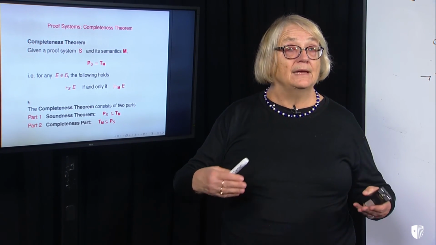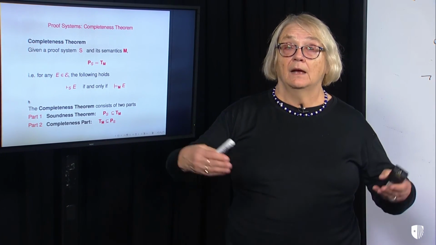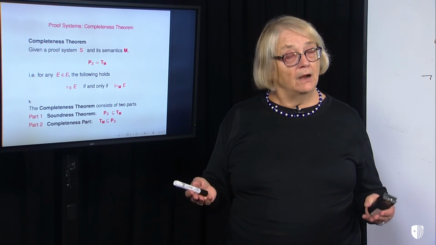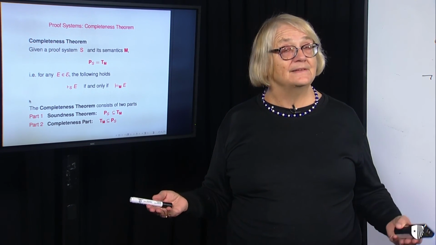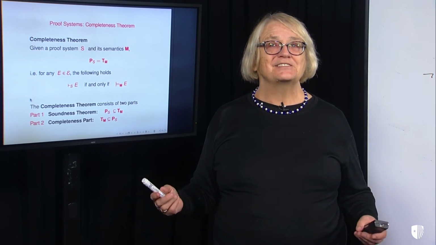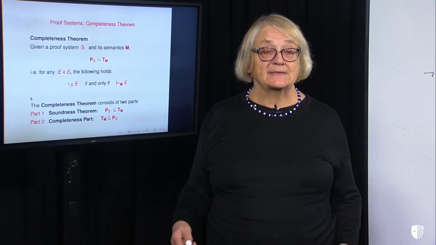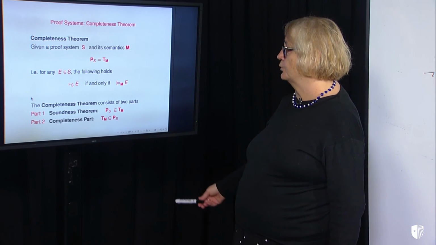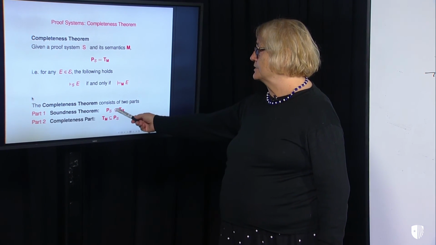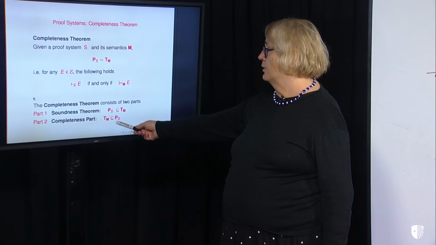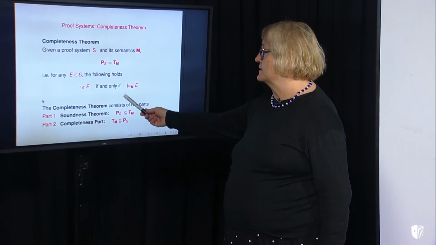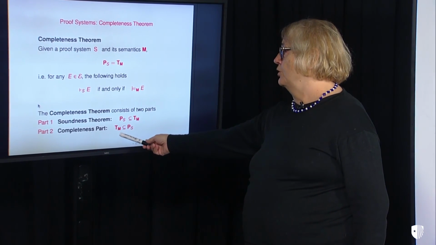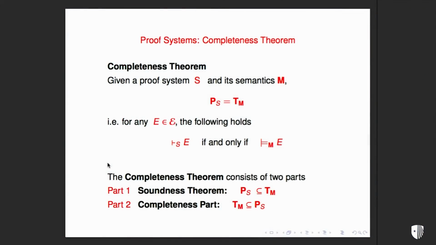And that will always be our goal if you create a proof system and create semantics: to prove soundness and completeness if you can. We will be spending a lot of time proving the completeness theorem for different proof systems, for different semantics. Another thing, the completeness theorem consists of two parts: the soundness part, which is an implication, and the completeness implication: any tautology has a proof.